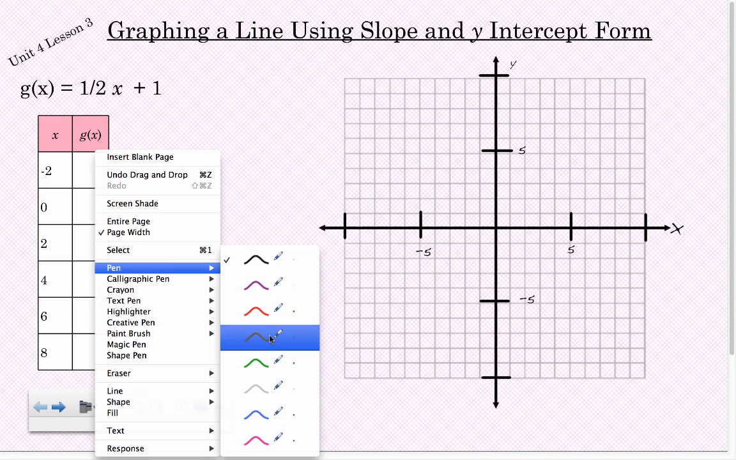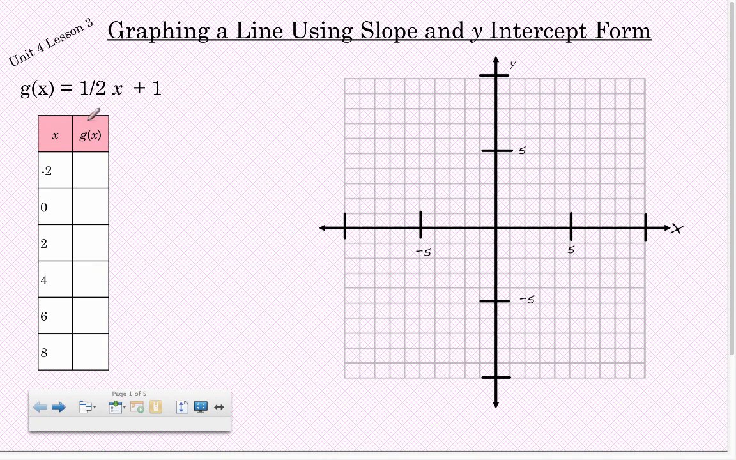We are going to figure out each number's corresponding y-value. So for example, I have a table over here that corresponds to this graph here. This is function g. Function g takes half of whatever we put in for x and then adds 1. So if I put in a -2, half of -2 is -1, plus 1 more is 0.